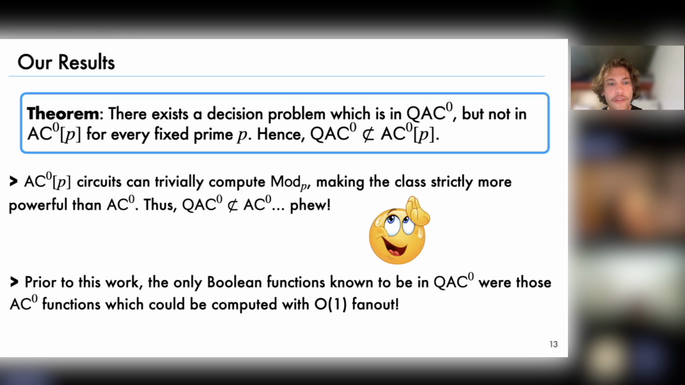I guess I'll emphasize that prior to this work, the only Boolean functions which we knew how to compute in QAC0 were exactly those functions computable by AC0 circuits with constant fan-out. And so this is an extremely limited class of Boolean functions. In particular, these are what are known as read-k formulas for k is O(1), which are just guaranteed by the trivial simulation of AC0 with constant fan-out.